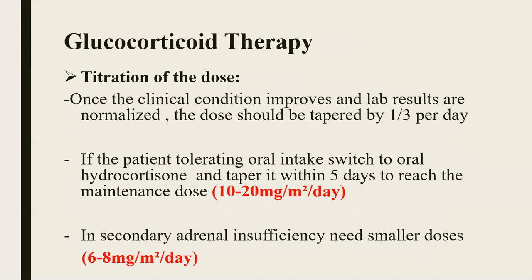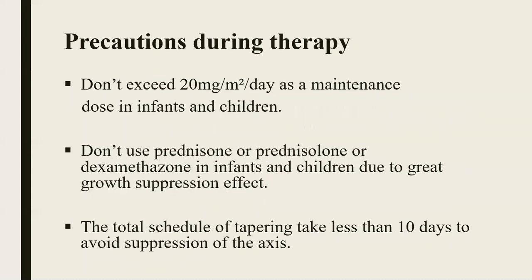And in cases of secondary adrenal insufficiency, the patient usually needs a lower dose, which is 6 to 8 milligram per meter square per day. There are some notes that should be put in consideration during treatment of patients with adrenal insufficiency: we shouldn't exceed 20 milligram per meter square per day as a maintenance dose. We shouldn't be using prednisolone or dexamethasone because they have a growth suppression effect on these patients, and the dose should be tapered over a period less than 10 days.